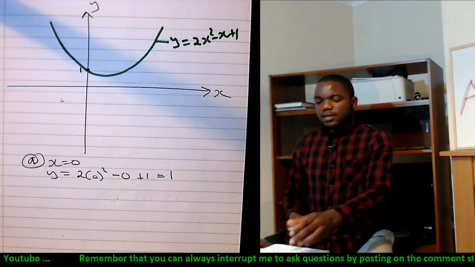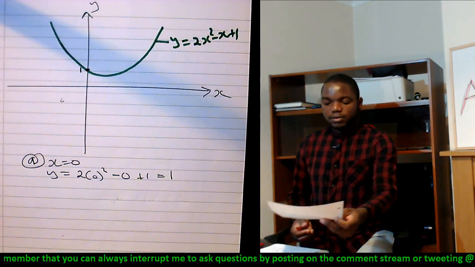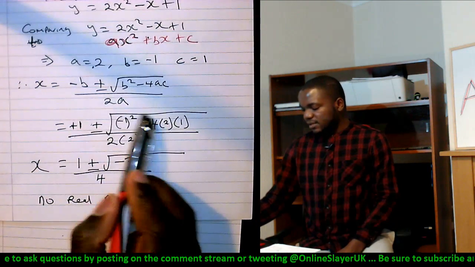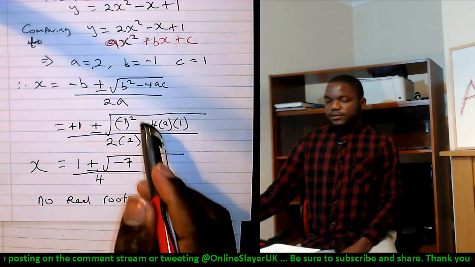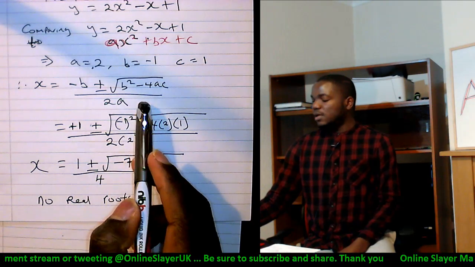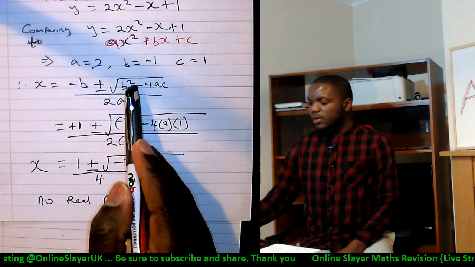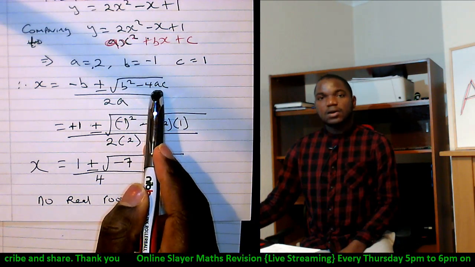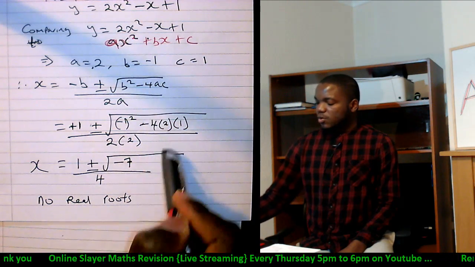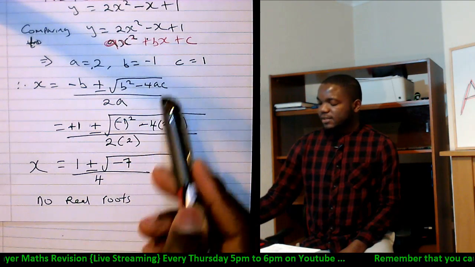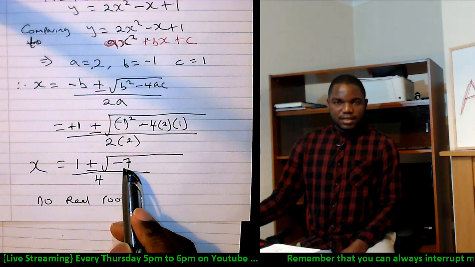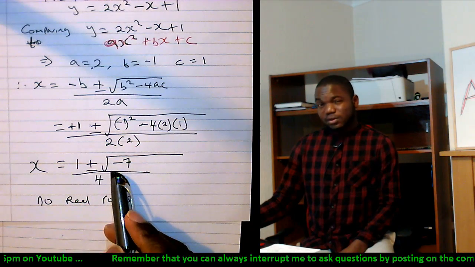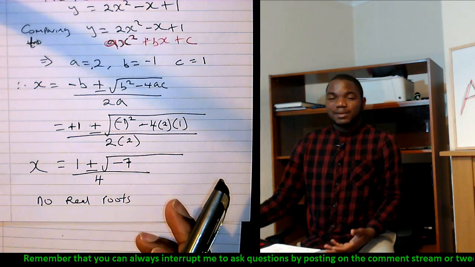Now, how do we help ourselves without having to look for the roots when we know there might be no real roots? Looking at this equation again, three things could happen. It's either b squared minus 4ac is positive, negative, or 0. In this question, b squared minus 4ac was negative. And that's why we said there are no real roots, because we cannot be told to find the square root of a negative number and still expect a real answer.